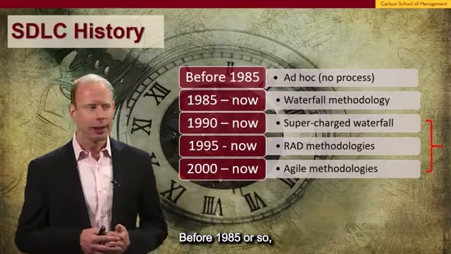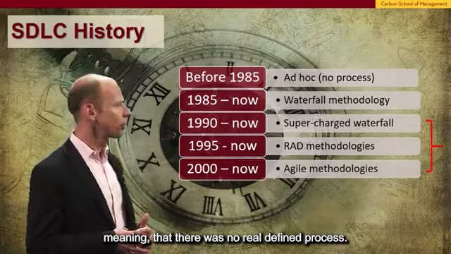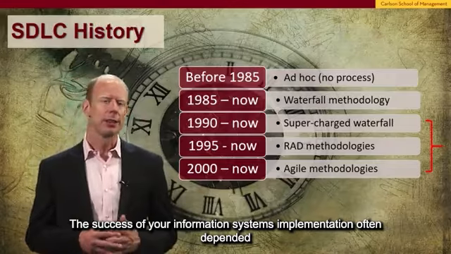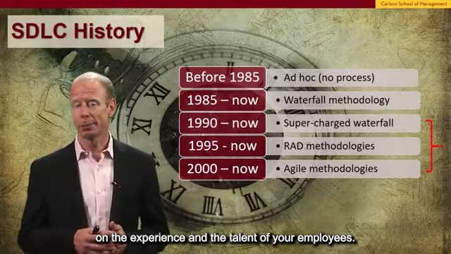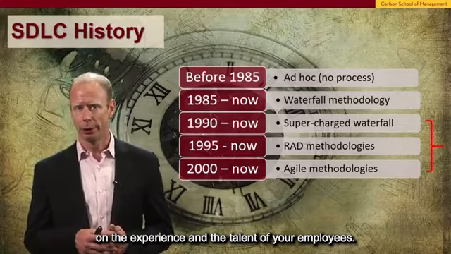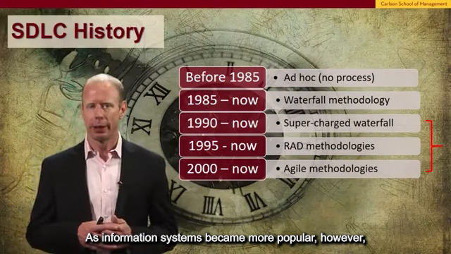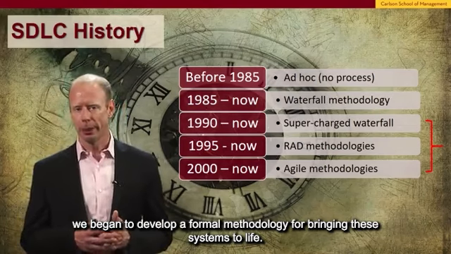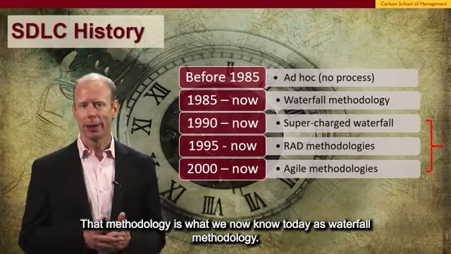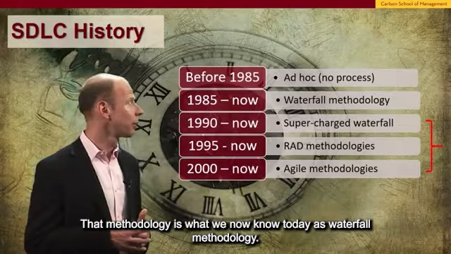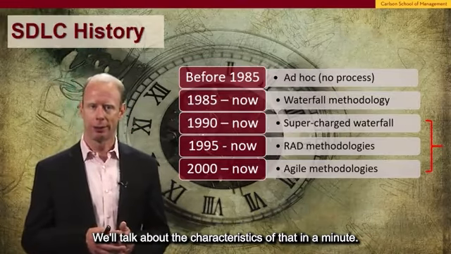Before 1985 or so, the process was essentially ad hoc, meaning that there was no real defined process. The success of your information systems implementation often depended on the experience and the talent of your employees. As information systems became more popular, however, we began to develop a formal methodology for bringing these systems to life. That methodology is what we now know today as waterfall methodology, and we'll talk about the characteristics of that in a minute.